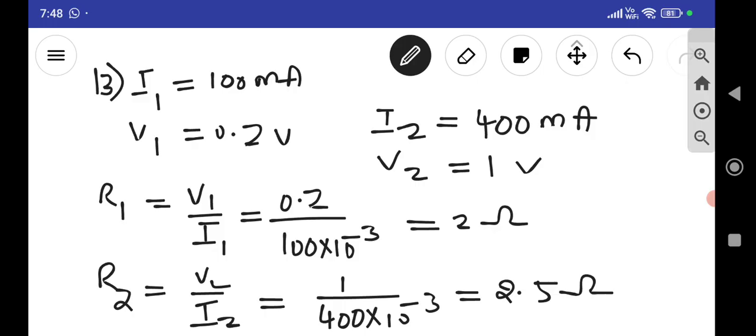So we can say that the resistance of the filament will increase with the increase in the temperature. So R increases if temperature is also increased. Hope you have understood this. These are the exercise numericals 1 to 13.